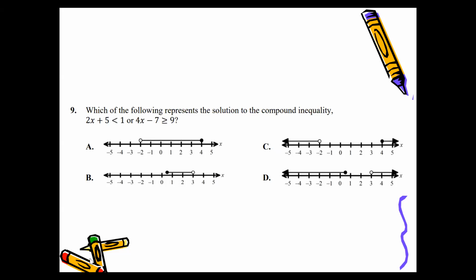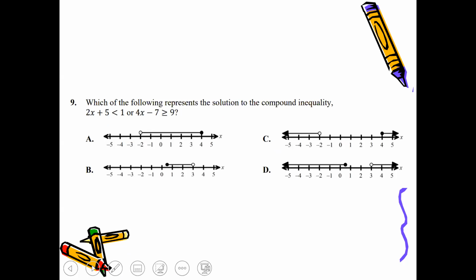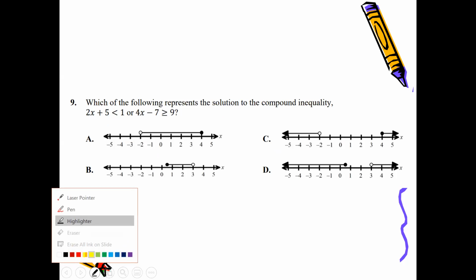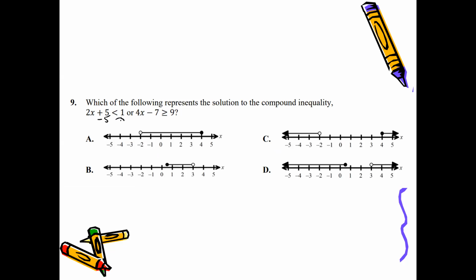All right, I'm going to continue with question number 9. Which of the following represents the solution to this compound inequality? And so looking at this part right here, you're going to be solving this. The first thing to do is subtract the 5 on the left side and add the 7 on the right side. So that's the first thing that you're going to do. Okay, so then after you do that, I'm going to rewrite this again at the bottom so I have a little bit of space. So I have 2x is less than 1 minus 5, which is negative 4.